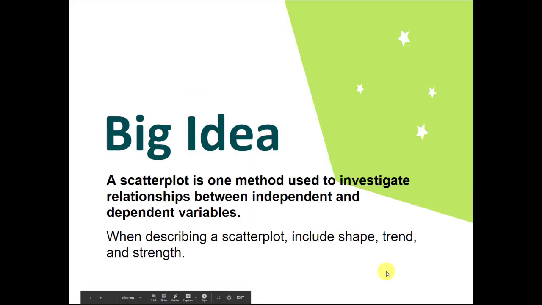So what's the big idea? Today's big idea is that a scatterplot is one method used to investigate relationships between independent and dependent variables. When you are describing a scatterplot, you should include its shape, its trend, and its strength.